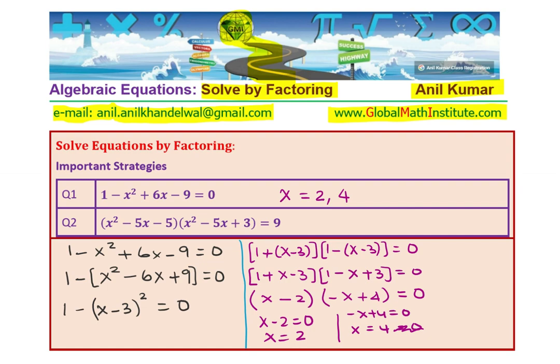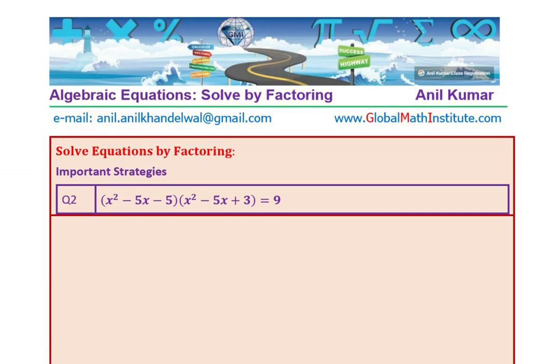So now let's get into the second one, which is a very challenging question. x squared minus 5x minus 5 times x squared minus 5x plus 3 equals 9. Now, these two terms, how do we simplify and get the answer? That is what you have to think. So what do you think you should be doing to solve these? Well, here is a very interesting strategy which I am going to share with you.